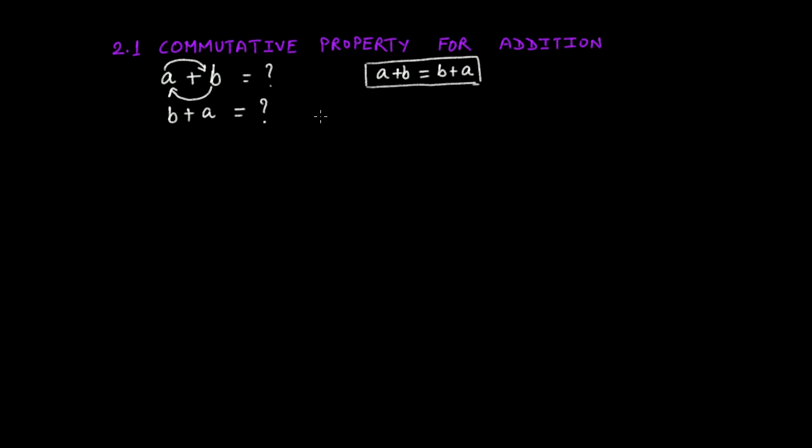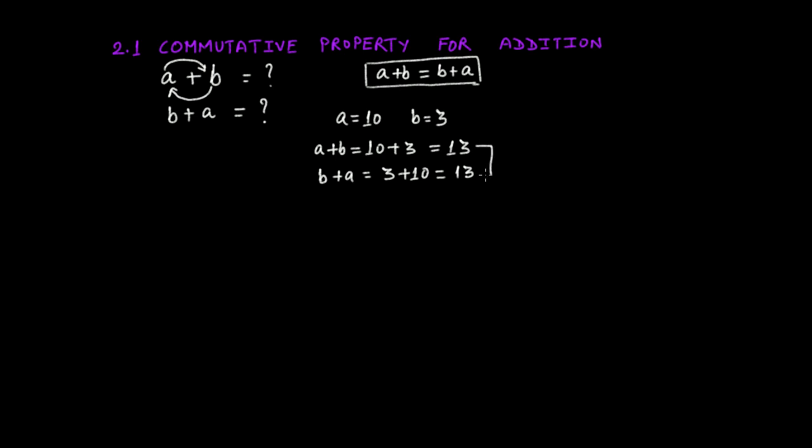So for that, let's say you have a is equal to 10, b is equal to 3. If you add them, that is if you do a plus b, you'll get 10 plus 3, and you'll get 13. If you do b plus a, you'll get 3 plus 10, and again you'll get 13.